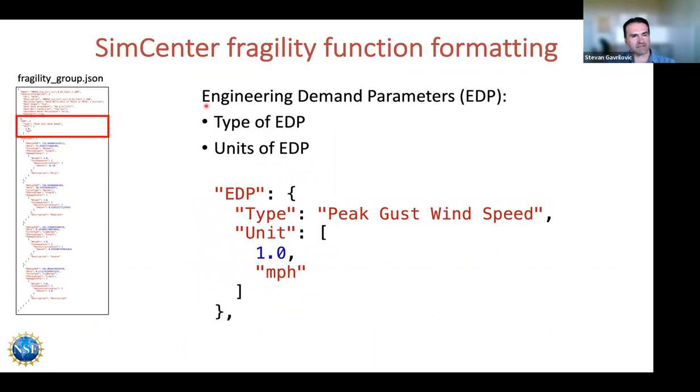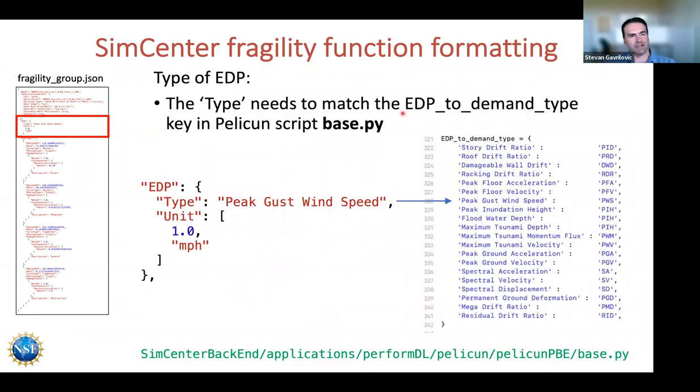The important one is going to specify the engineering demand parameters. So next down, we're going to specify the EDP, the type, and the unit. In this case, you see I have miles per hour and peak gust wind speed. But in your case, that might be different. So this type of EDP needs to match what's sitting in the Pelican script base.py. So when I first created this, I had to go here, see the different EDP types, and then match that with the EDP type in your JSON file.